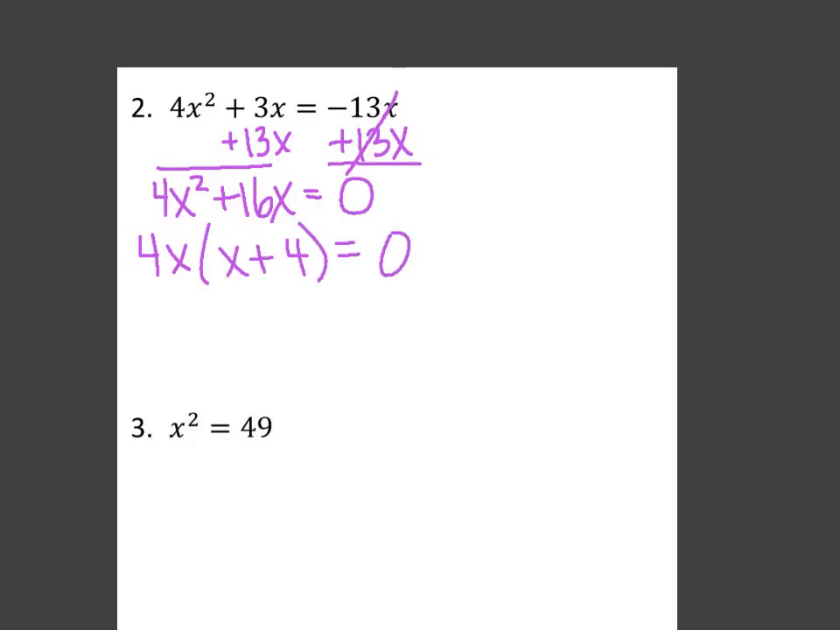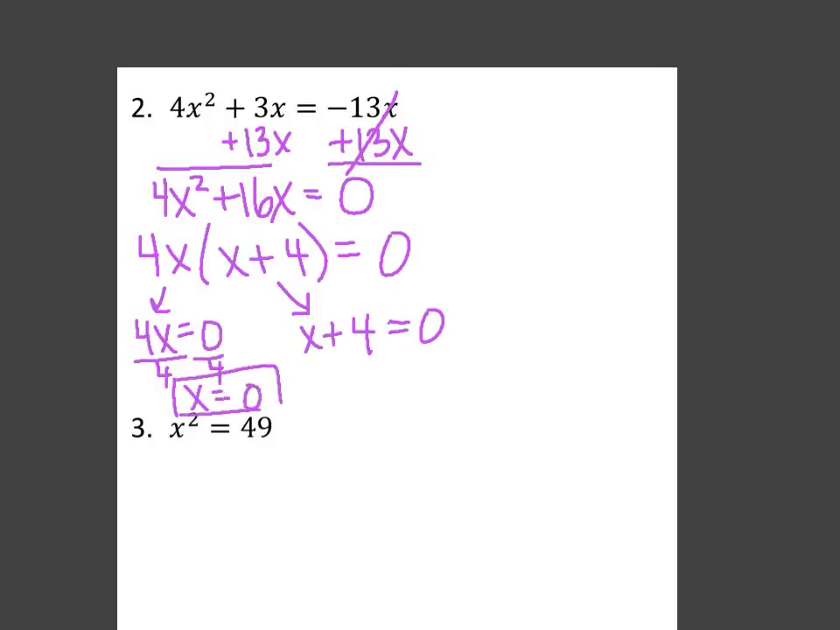And now that my equation is in factored form, I'm going to use the zero product property. So either 4x equals 0 or x plus 4 equals 0. So then by solving each equation, I know that x is either going to equal 0 or that x is going to equal negative 4.